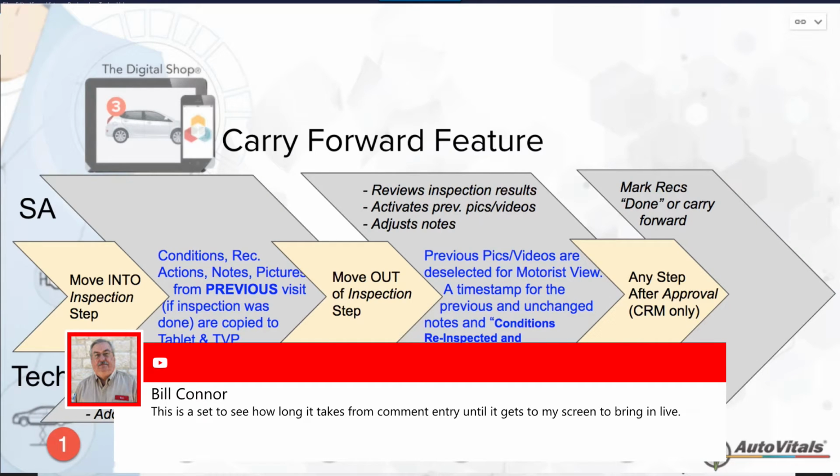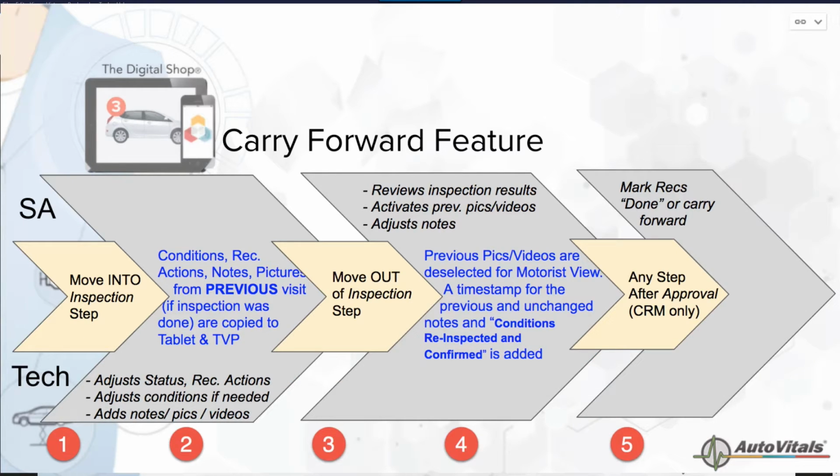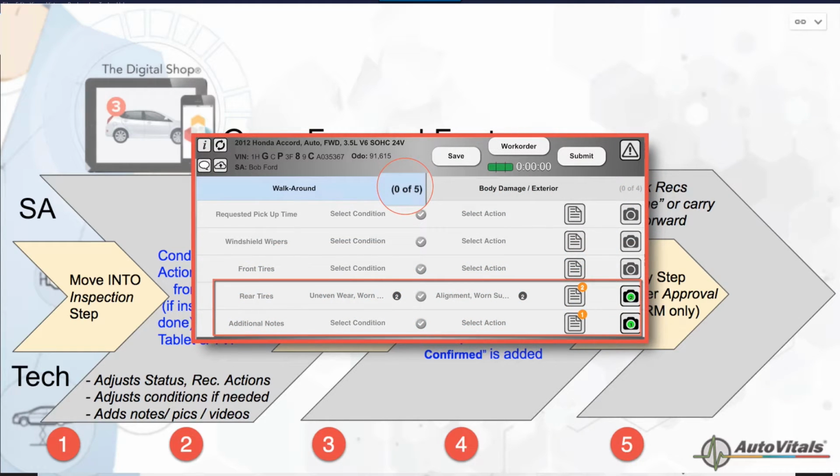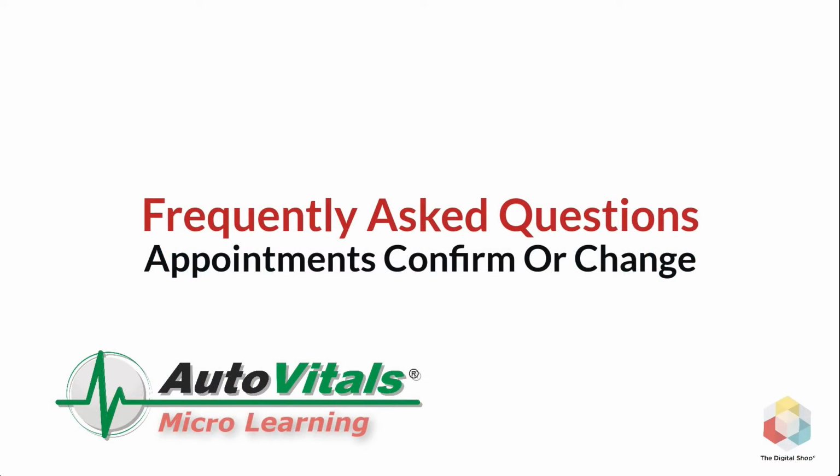All aspects of this feature work only in conjunction with the workflow moving in and out from the waiting for inspect workflow step. The image below shows the steps. Note this process doesn't kick in if there is no inspection done on the previous visit. So step number 1, the process gets started when the vehicle is moved into the inspection workflow step. The tech will then see the previous inspection results, and all conditions, recommended actions, and pictures are available like the inspection had been performed.